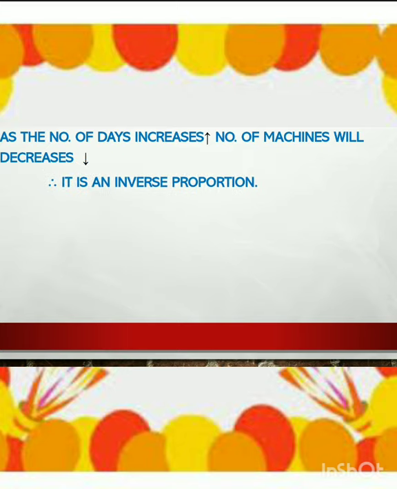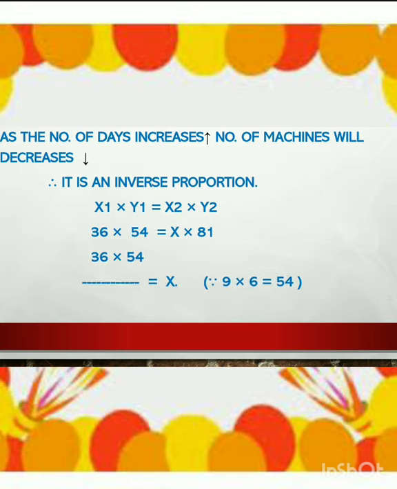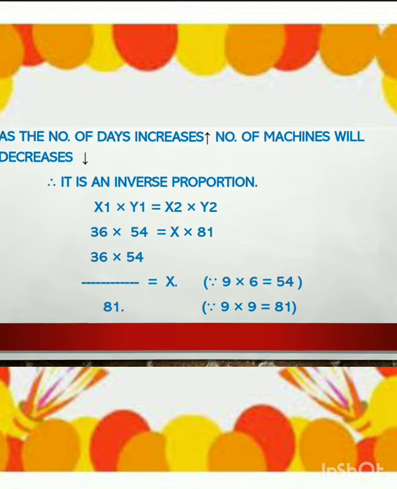So multiply the values. So x1 into y1 equal to x2 into y2. Therefore, 36 into 54 equal to x into 81. Then we can transfer 81 to the other side. So 36 into 54 by 81 equal to x. Then we can cancel with the 9 table. 9 6s are 54 and 9 9s are 81. So the numerator will be 36 into 6 divided by 9 equal to x.